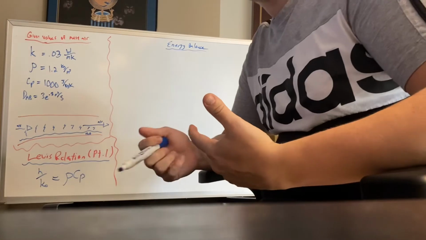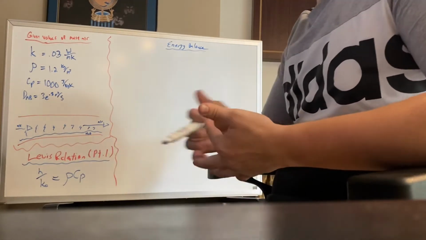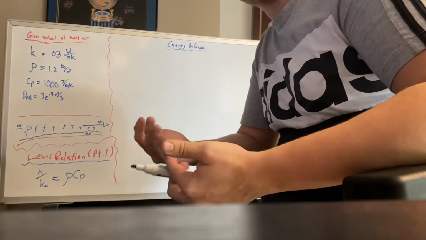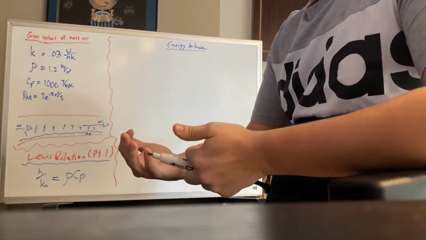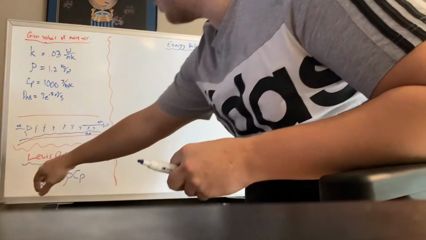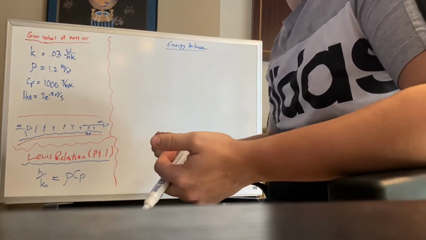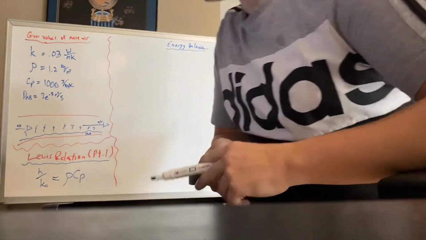Before I jump in and try to solve anything, I just want to review what we did back in part 1 of exam 3, which is where we developed the Lewis relationship. If you have not seen it, I would highly recommend going back and understanding how we developed it, as we are going to be using it here in part 2. The Lewis relationship tells us that the heat transfer coefficient divided by the mass transfer coefficient is equal to the density multiplied by the heat capacity of the system.